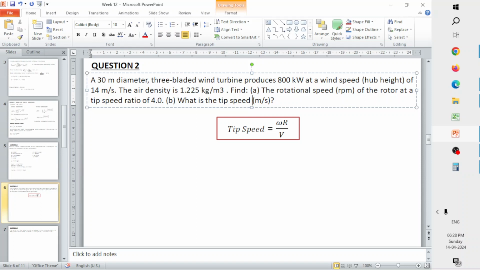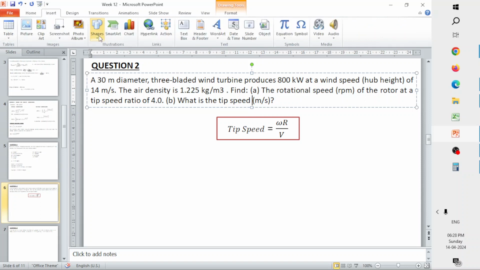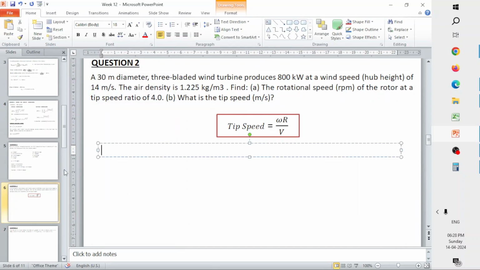I do not have an answer. I am also supposed to solve it here in front of you guys. So let me just start solving. Can you just direct me how you went about calculating the rotational speed?